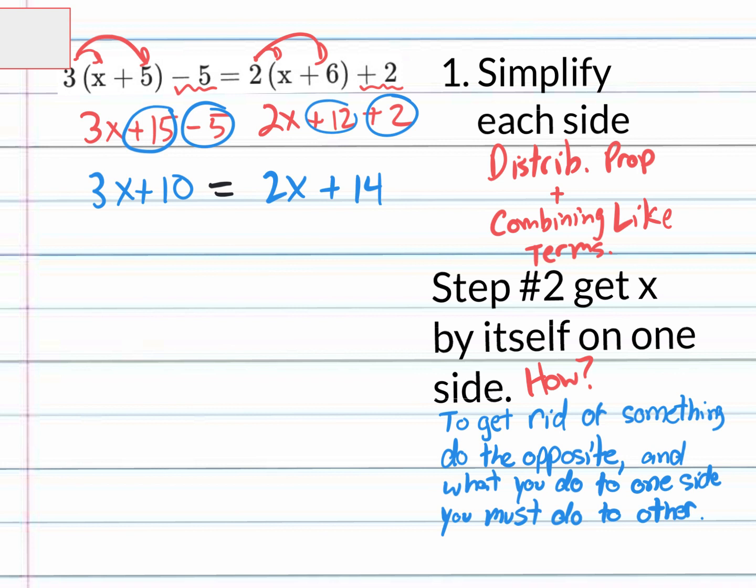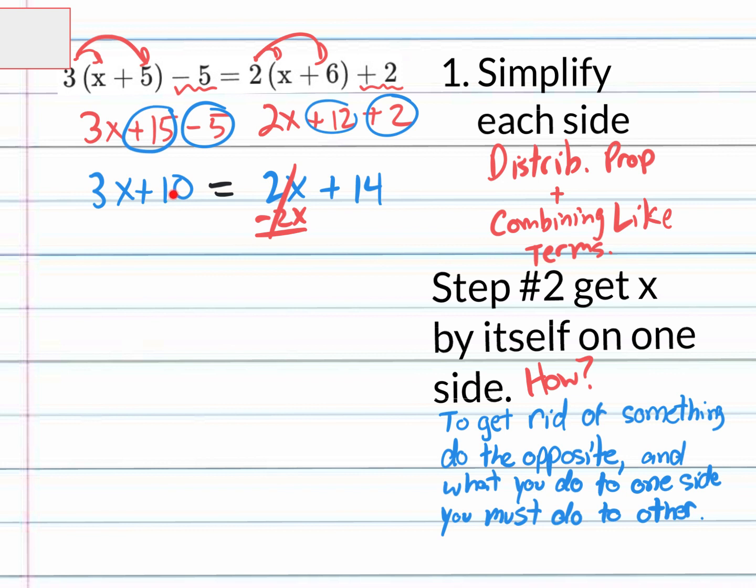So if I want to get x by itself on one side, I have x's on both sides of this equal sign. I don't want the x on both sides. I just want it on one side. So I need to get rid of one of these x's. I want to get rid of this 2x by doing the opposite. How do I get rid of the 2x? By doing the opposite. What's the opposite of 2x? It's a minus 2x. And what I do to one side, I must do to the other.